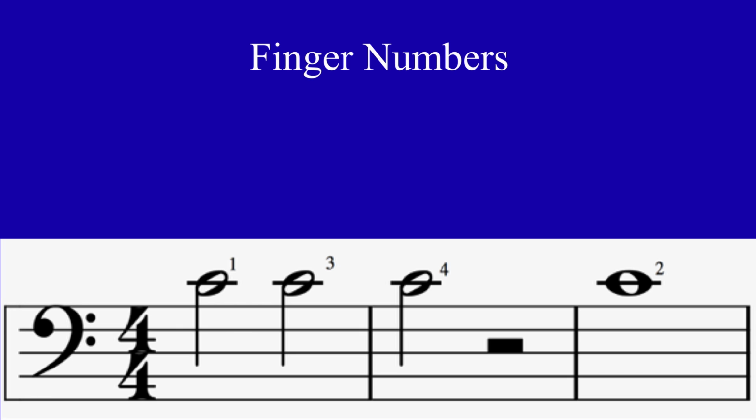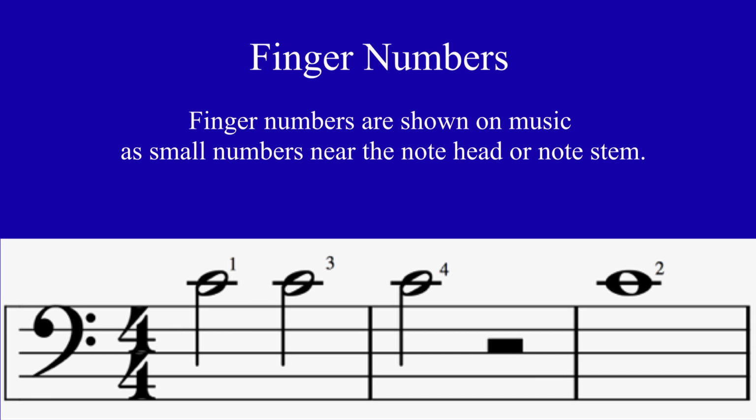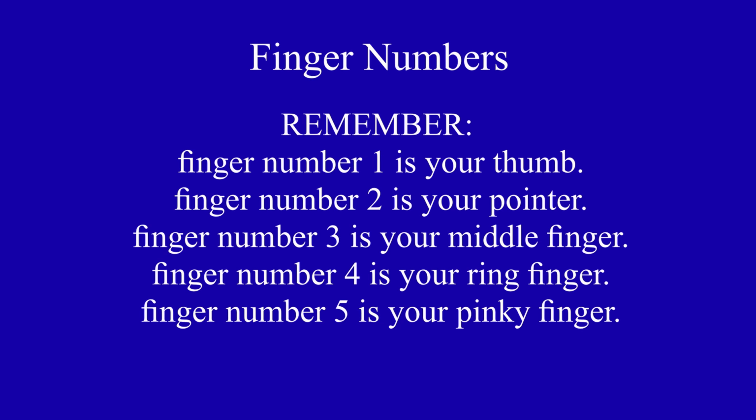Finger numbers. Finger numbers are shown on music as small numbers near the note head or note stem. Remember, finger number 1 is your thumb. Finger number 2 is your pointer. Finger number 3 is your middle finger. Finger number 4 is your ring finger. Finger number 5 is your pinky finger.